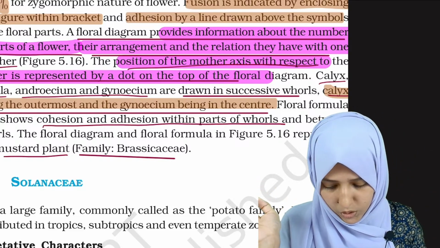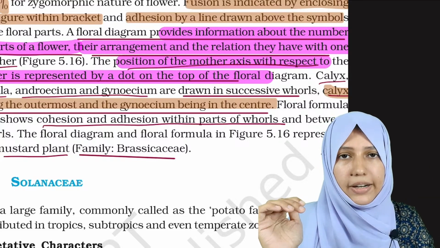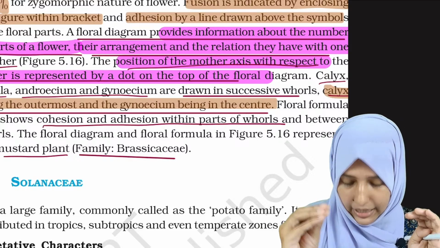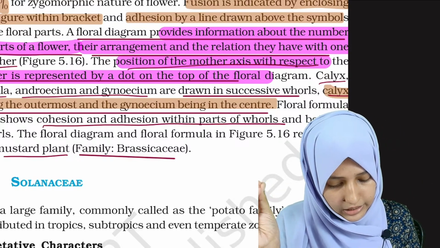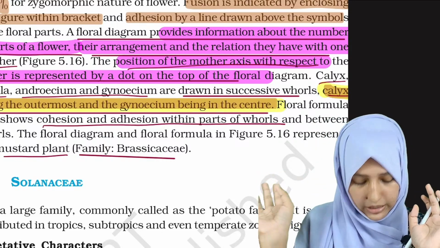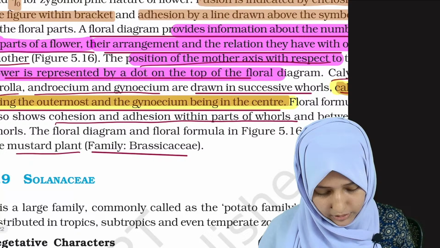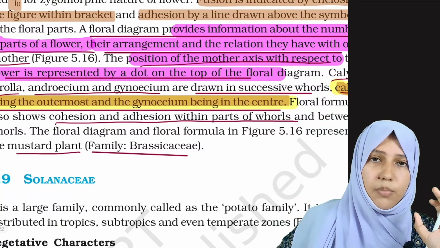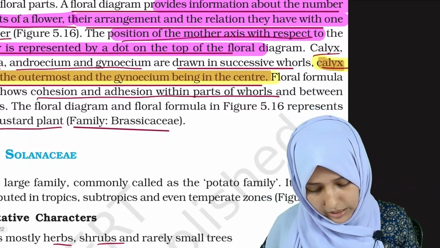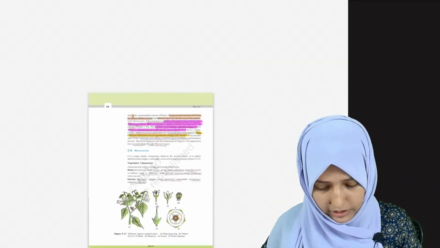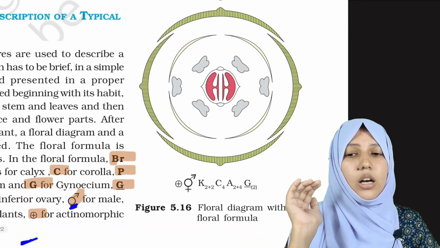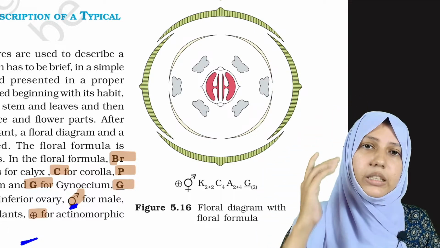Clear? Now the calyx, corolla, androecium and gynoecium will be arranged in a particular manner, where the calyx is the outermost and the gynoecium is at the center. The floral formula also shows cohesion and adhesion within the whorls and between the whorls. The first floral diagram we will be seeing is of Brassicaceae. An example for the Brassicaceae family is mustard.